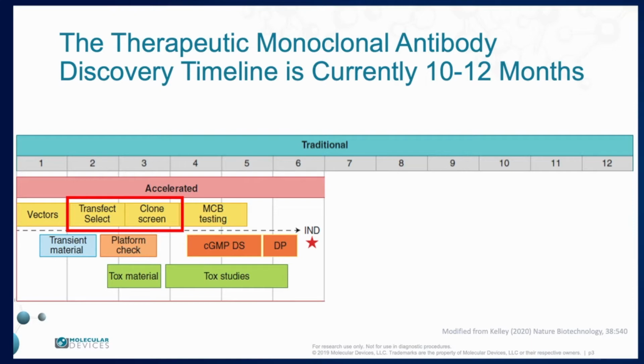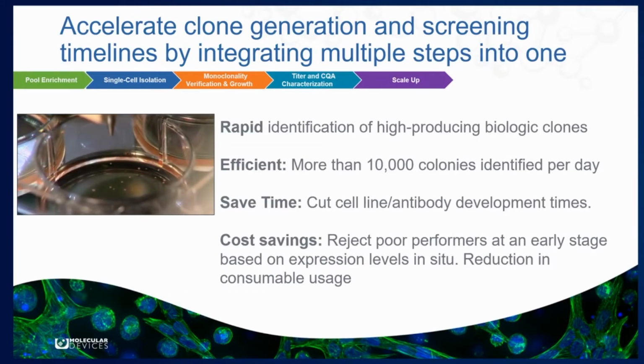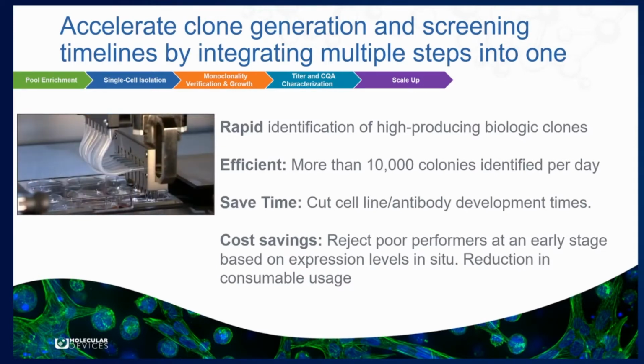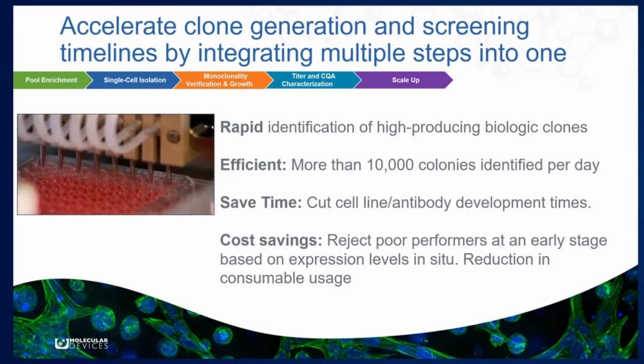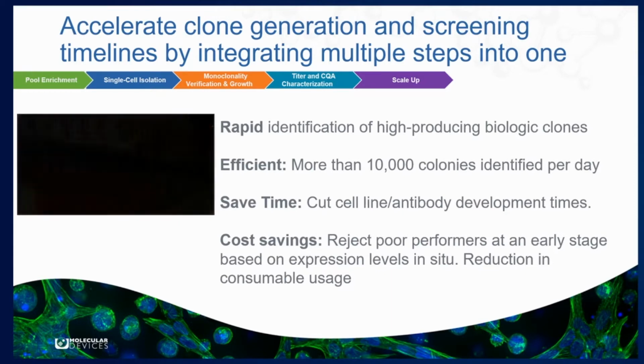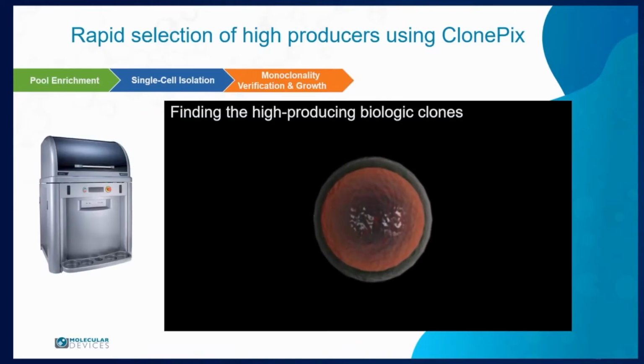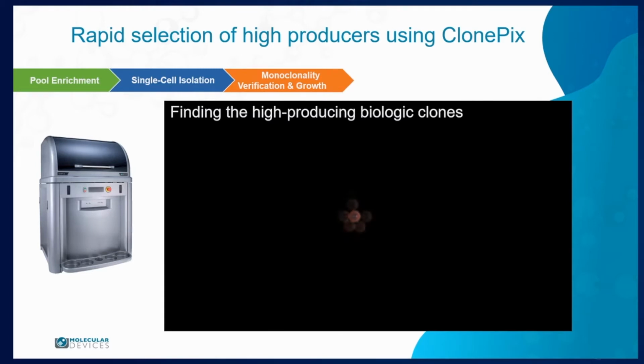This is where Molecular Devices' biopharma portfolio can help, by equipping users to substantially collapse a major portion of this timeline that is dedicated to transfecting, selecting, and screening various clones. With Molecular Devices' ClonePix platforms, you can accelerate clone generation and screening timelines by integrating multiple steps into one. The ClonePix is a powerful tool for rapid screening of over 10,000 colonies per run and isolation of top secretory mammalian cells typically used in the production of therapeutic proteins and monoclonal antibodies.